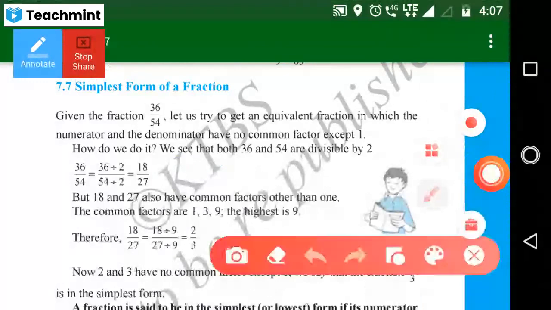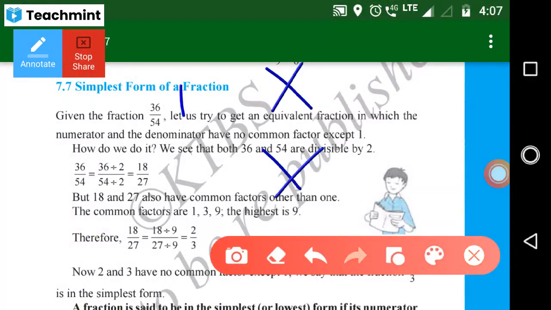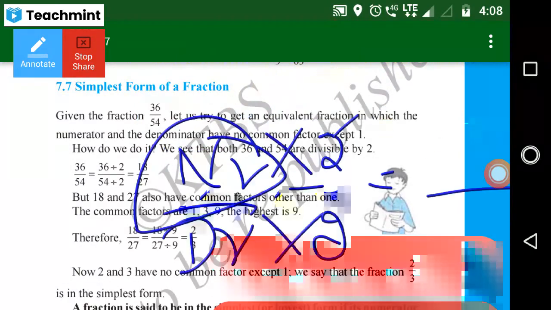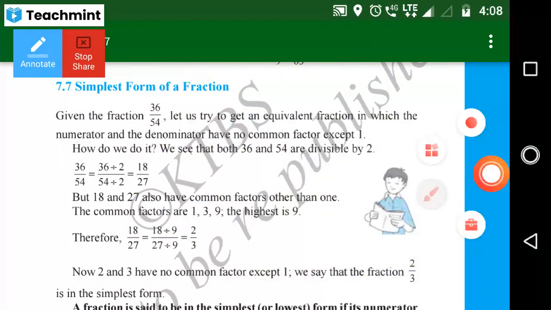You know that to find the equivalent fractions you just multiply, then you will get the answer. Numerator and denominator, this is a fraction. You just multiply by the same value, then you will get the equivalent fractions. So first start from 2, then 3, 4, 5. Now we will discuss the simplest form of a fraction.